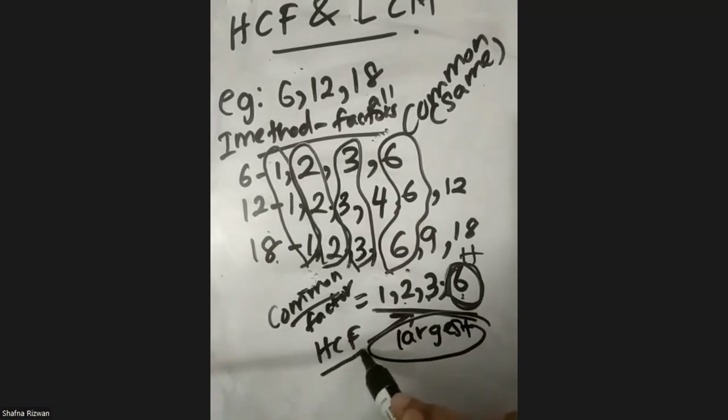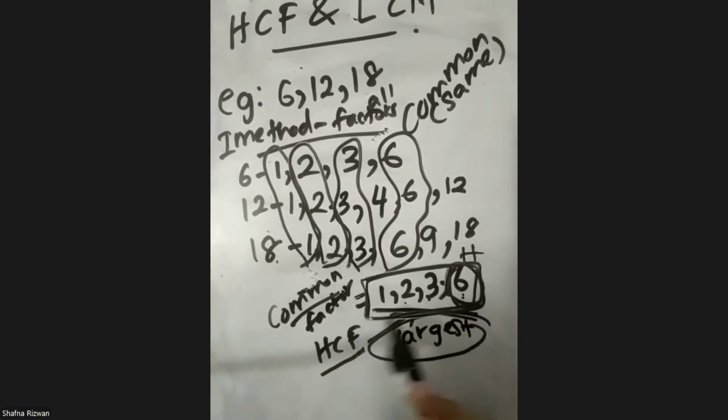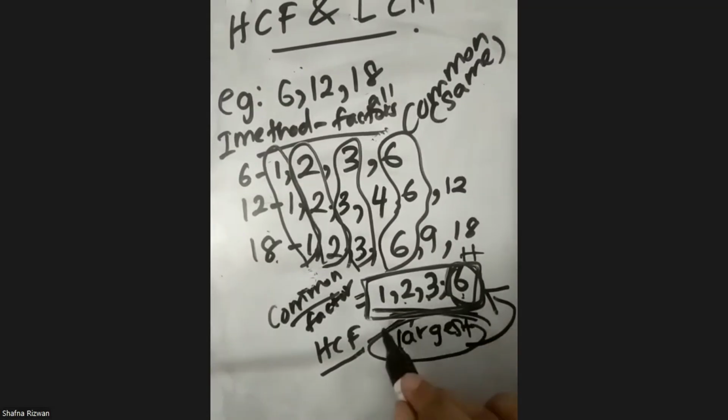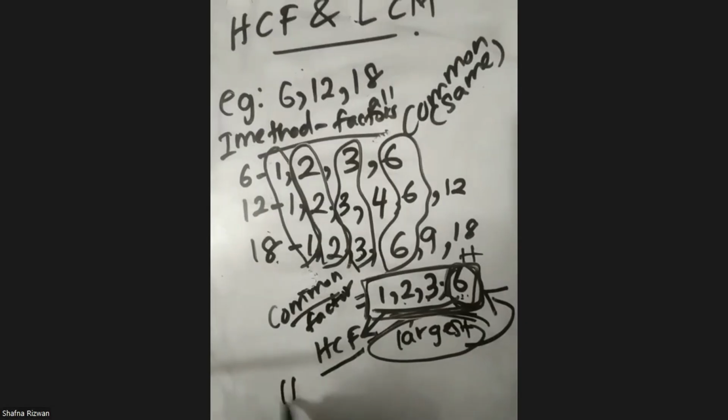Highest common factor means among your common factors, you have to see the largest common factor. That largest common factor is known as your highest common factor. Now, did you all understand it? So, 6 is your what? 6 is the highest common factor.